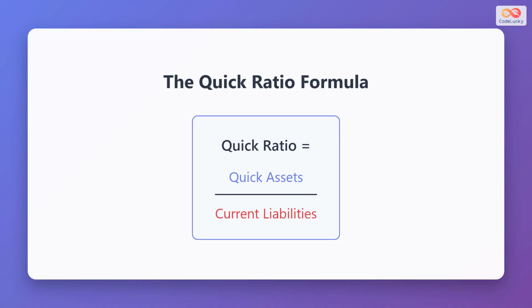The formula for calculating the quick ratio is straightforward. Take the total quick assets and divide them by current liabilities. Quick assets are the numerator at the top of the fraction, shown in blue. Current liabilities are the denominator at the bottom, shown in red. The resulting number tells us how many dollars of liquid assets the company has for every dollar of short-term debt.